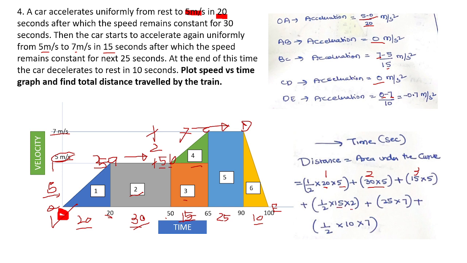This is area 4, and then you have area 5, just a rectangle, with a total height of 7 and a base of 25. And then this one is a triangle. Of course, the area of a triangle is one-half base times height. The base is 10 seconds, and the height is 7, from here up to here. So summing up those, you could get the total distance.